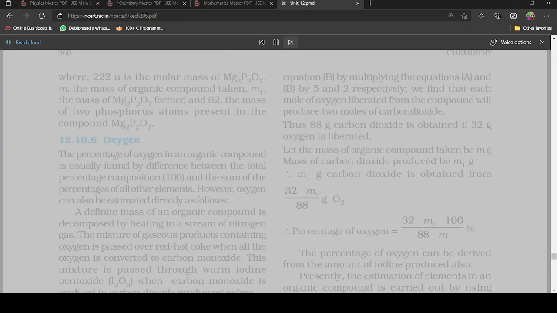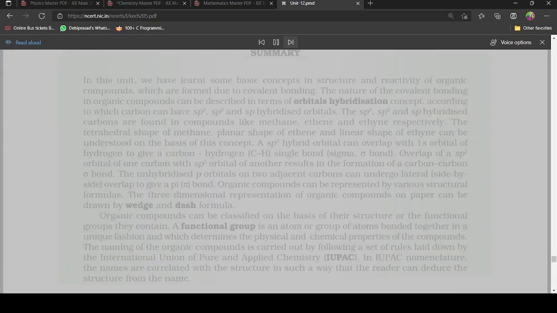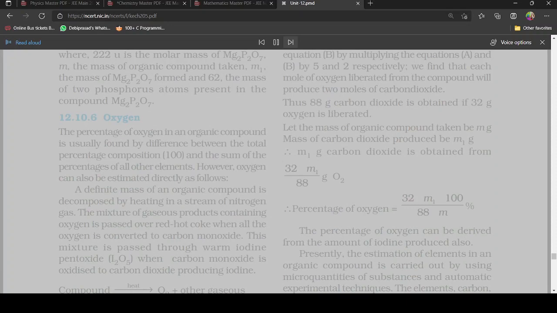where 222 u is the molar mass of Mg2P2O7, m the mass of organic compound taken, m1 the mass of Mg2P2O7 formed, and 62 the mass of two phosphorus atoms present in the compound Mg2P2O7.